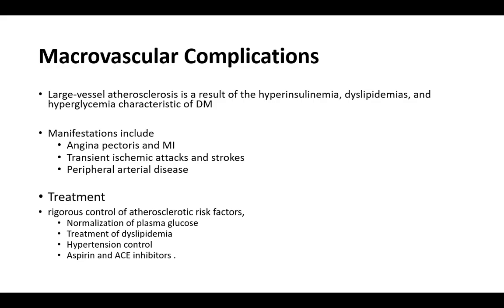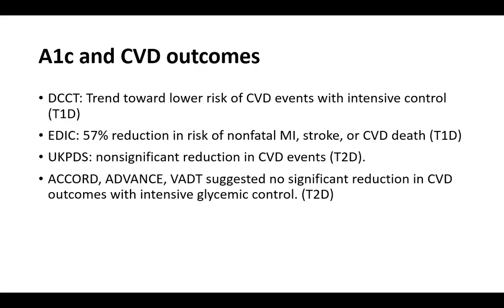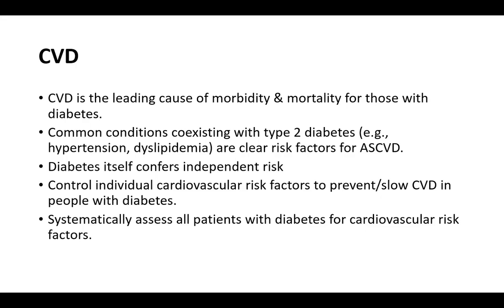And treatment, of course, you have to control the blood sugar. A1C and cardiovascular outcome: you can see that we have to lower the A1C, especially in type 1. And I showed you in the other lecture that controlling A1C can prevent microvascular complications, but for macrovascular, you are still at twice the risk compared to a normal person without diabetes.